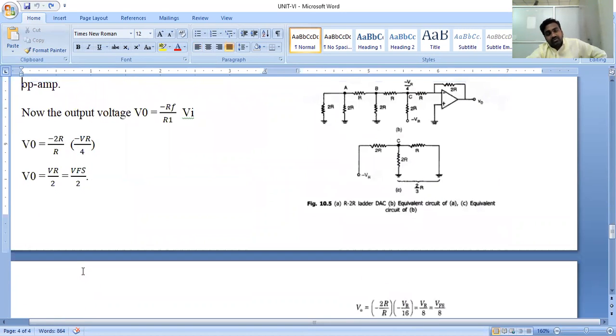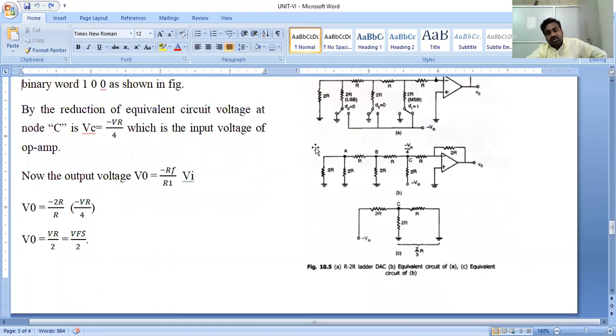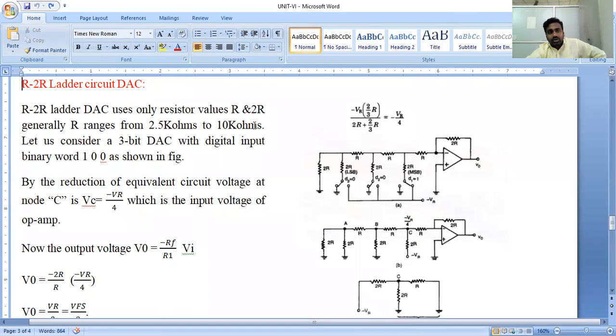After further simplification, this is the behavior of the output voltage here. So this is about the R to R ladder type DAC. This is a very simple concept.